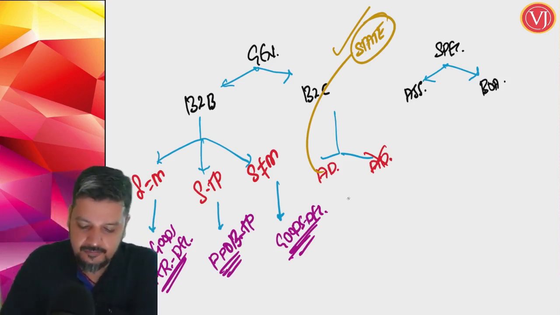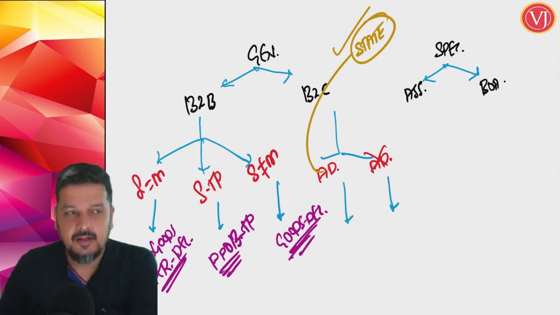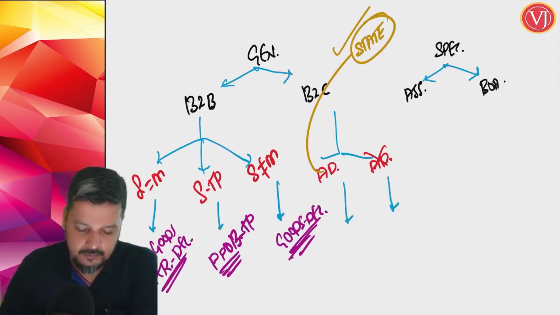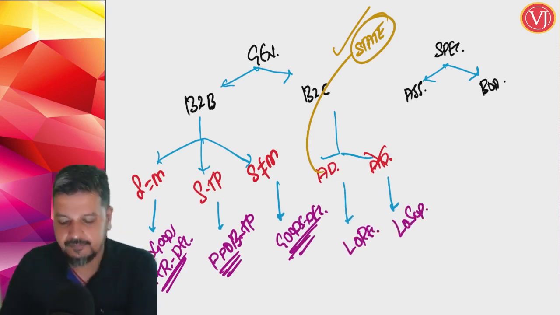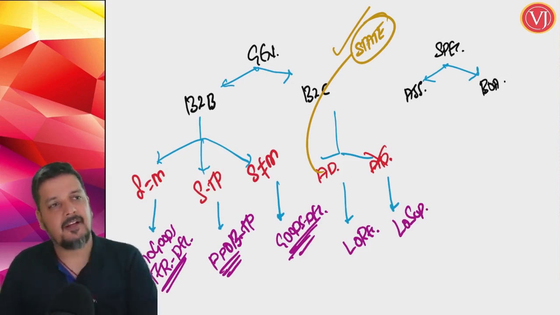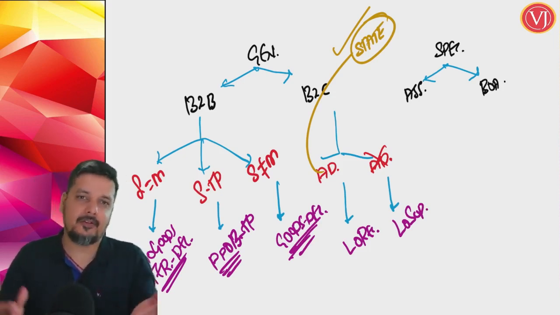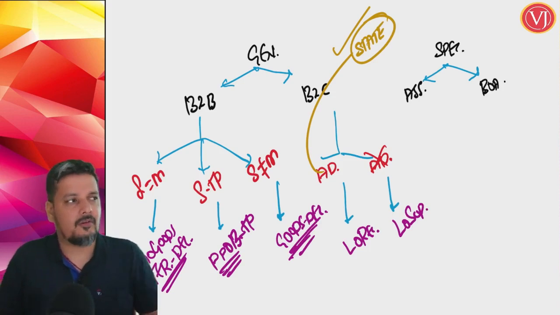B2C transaction. If the recipient address is known, it is the location of the recipient. If the recipient address is not known, it is the location of the supplier, your own location.